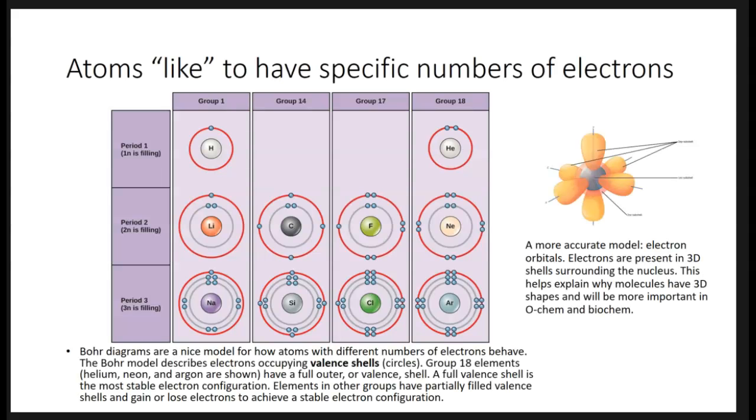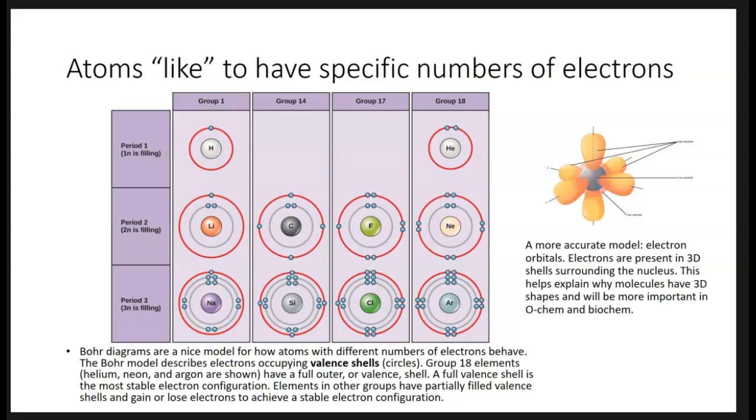So in part 2 of this lecture, I'll talk about bonds and chemical properties. So we'll come back here to the Bohr model of the atom. And as I said, the Bohr model is not a completely accurate model for how atoms actually are, but it's a useful model for understanding how atoms and the chemical bonds between them work.